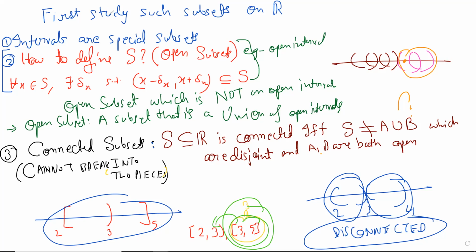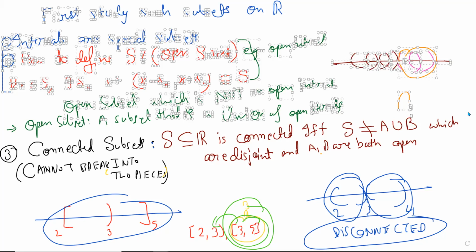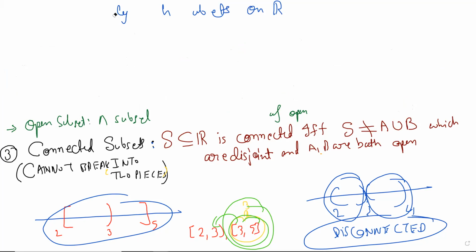So is this clear so far? The definition, the motivation, and how you can view it in different ways. Okay, so it's clear. Otherwise you can ask. Since it's clear, now we can move to understanding what are all the open subsets on R.